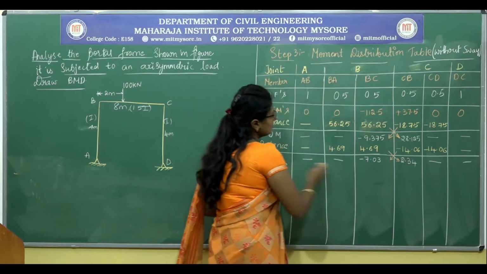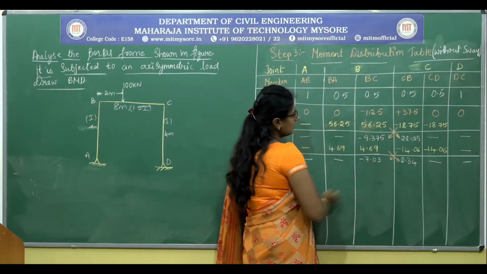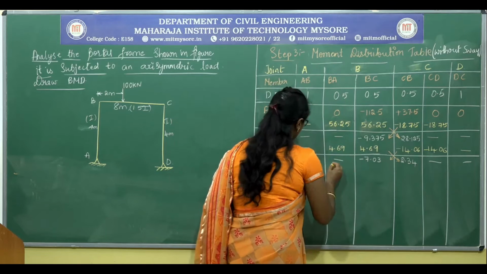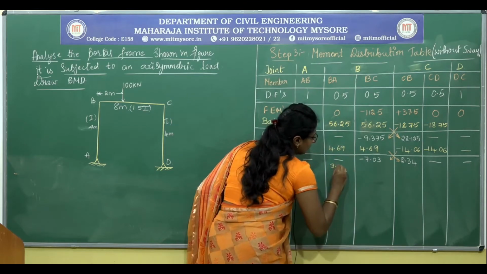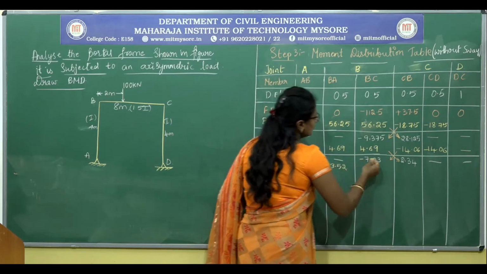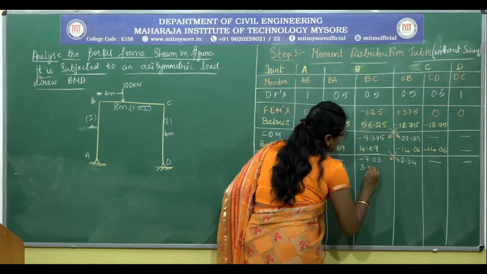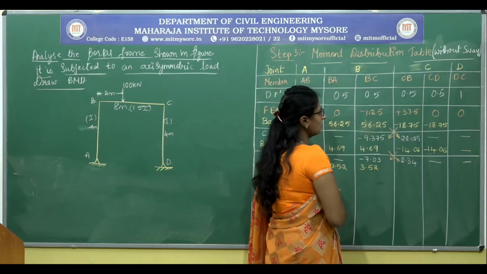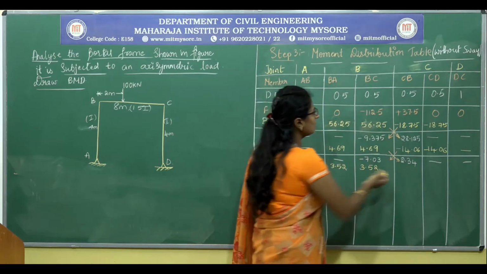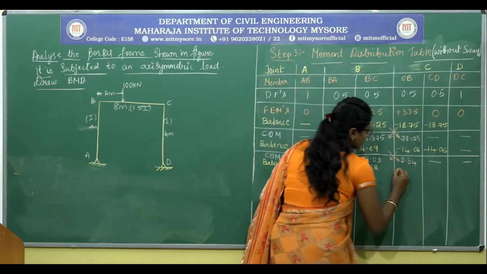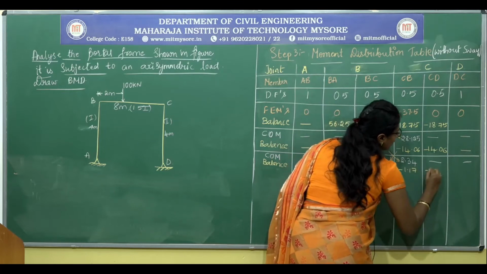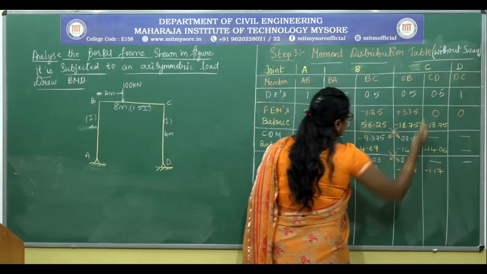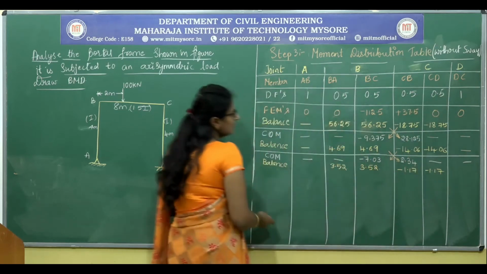So, next is to balance. Minus 7.03 is the unbalanced moment. In order to balance this plus 7.03 multiplied by 0.5 gives 3.52. This remains the same, which is also 3.52. Then 2.34 is the unbalanced moment. In order to balance this it is minus 2.34 multiplied by 0.5, minus 1.17, here also minus 1.17. Since both the values are same, you will get the same values.